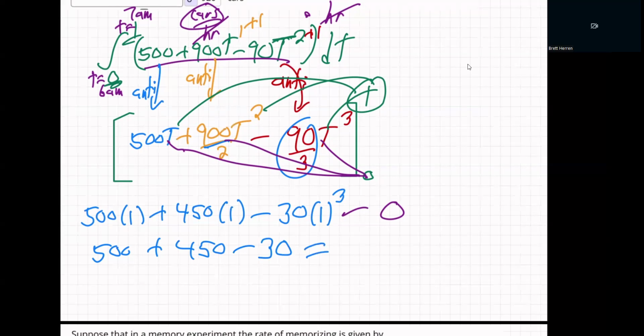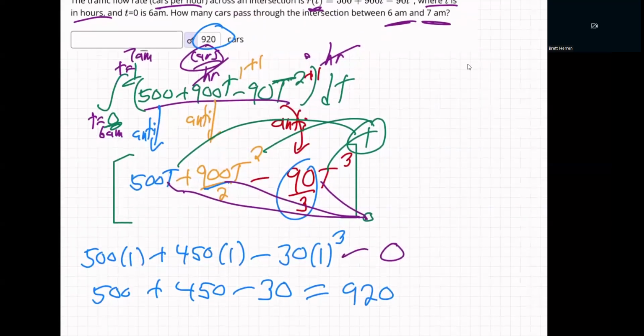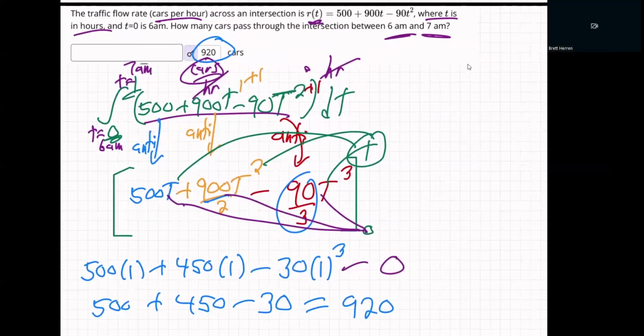So what is that? 950 minus 30, 920. 920 cars. That must be 920 cars came in between 6 a.m. and 7 a.m. And so that's the total number of cars. There we go.